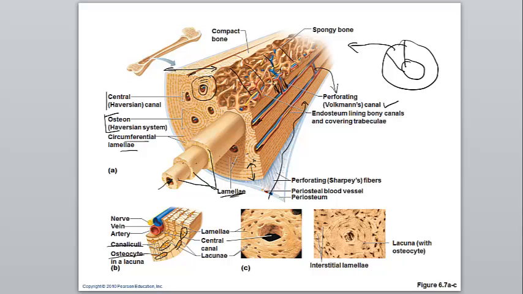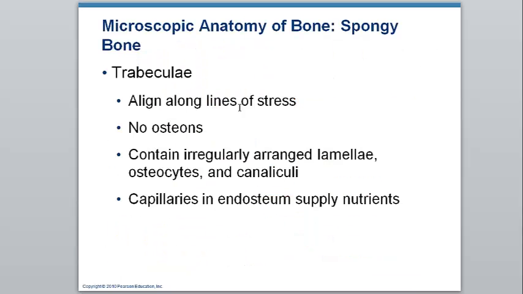But that doesn't mean they do not have lamellae. They do have lamellae because you need certain kind of structure even in that. They do have lamellae, but they are irregularly arranged lamellae. They are not responsible for bearing weight. The reason they are there is so that they can have bone marrow in them. So there are a lot of capillaries in the endosteum and they supply nutrients to that area. There are no osteon. Trabeculae actually align along the lines of stress.